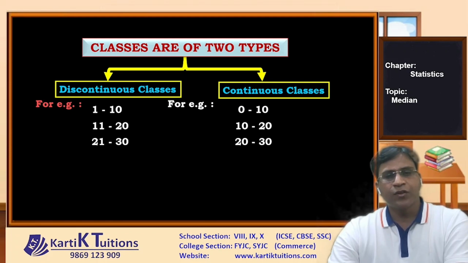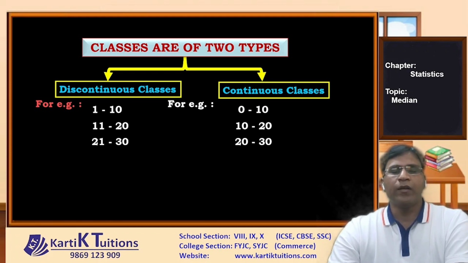Sir, why do we need to study this? Whenever we have to find the median for the group data, classes have to be continuous. If the classes are not continuous, you have to make the classes continuous. Now we'll look at the steps involved to make the discontinuous classes continuous.